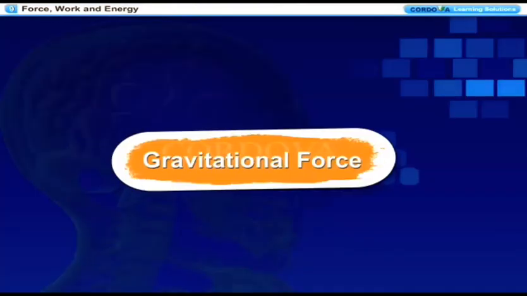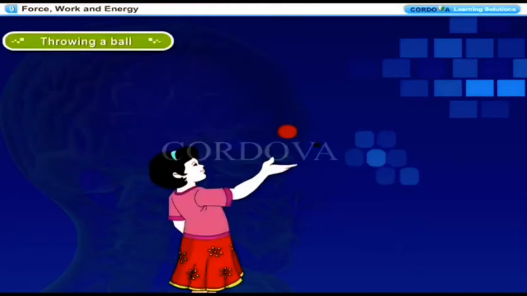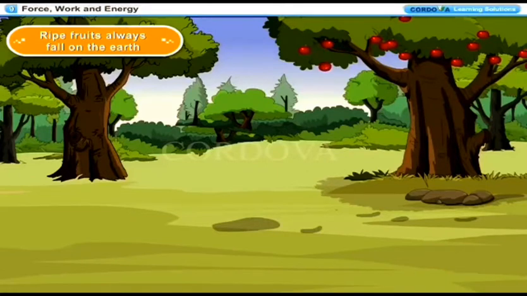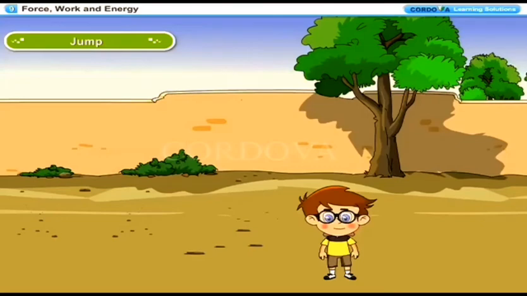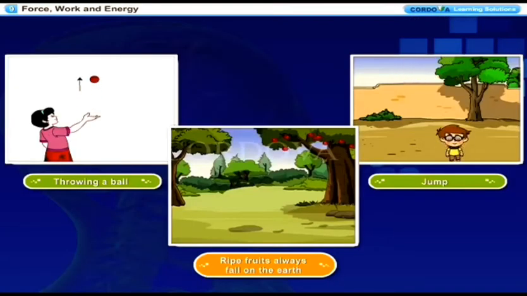Gravity or gravitational force. Everything that you throw up comes down. Ripe fruit always falls on the earth from a tree. We cannot jump beyond a certain height. Do you know why? Our earth exerts a force on every object that attracts objects towards the center of the earth. This force is known as gravity or gravitational force.